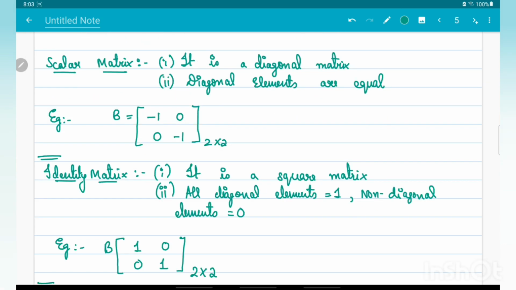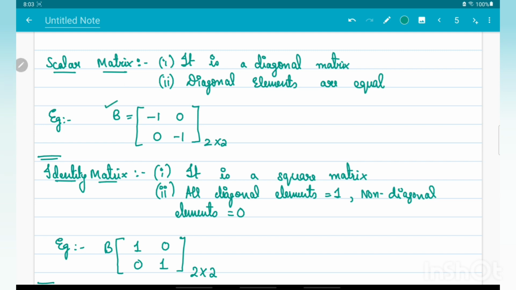Now let us see what is a scalar matrix. For a scalar matrix, first thing is that the matrix should be a diagonal matrix. Just now we saw what a diagonal matrix is. In a diagonal matrix, the number of rows should be equal to the number of columns, and except for the diagonal elements, the rest of all the elements should be 0. So that is the condition for a diagonal matrix. And then the second thing in a scalar matrix is that the diagonal elements are always equal. So in a scalar matrix, first of all it should be a diagonal matrix and the diagonal elements should be equal.